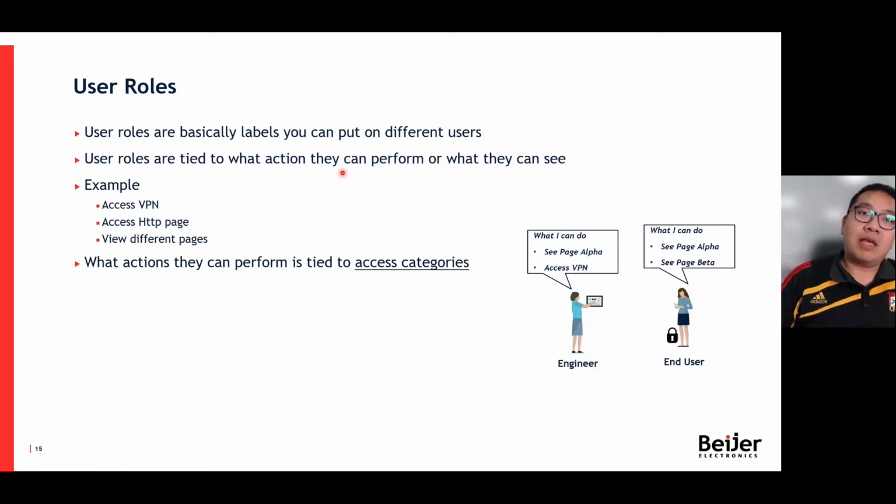Some examples of actions or things that you can see would be whether they can access the VPN, so they can connect VPN to the end device, the devices at the site, whether they can access different HTTP service pages that you have created, or the different dashboard pages you have when you click into a router on the platform page. So what actions they can perform is tied to access categories. Don't be too worried right now. We'll go through that in detail.